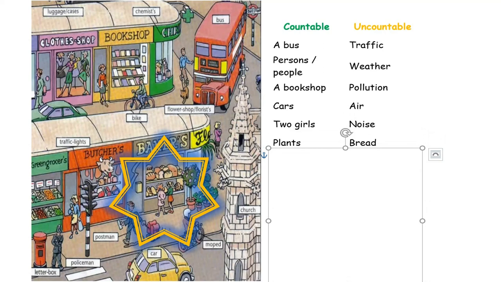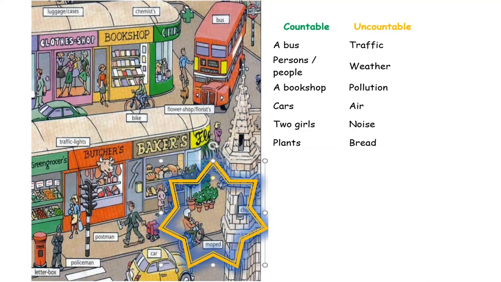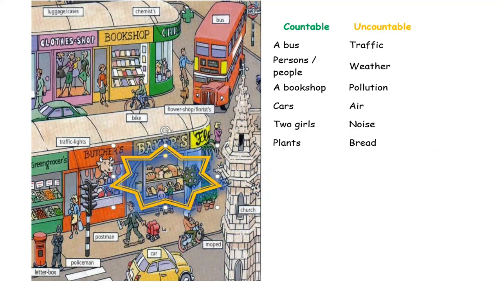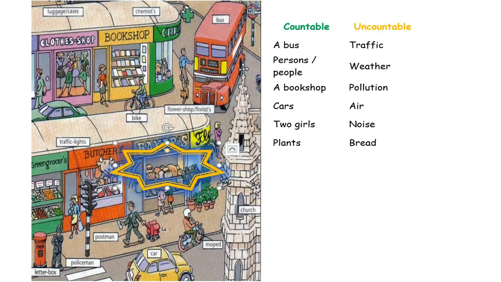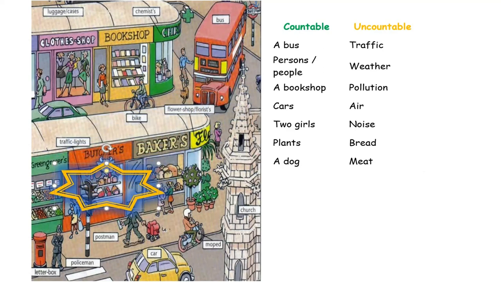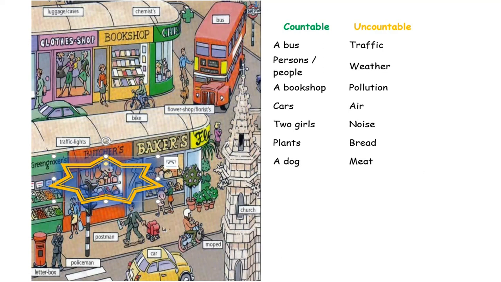Next, we have plants. The plants are right here. We can say one plant, two plants, three plants. And the uncountable noun would be bread, right? Here we have bread at the baker's, right? We cannot count bread. Finally, we have a dog, right? Where is our dog? Here. Were you able to spot it? Right. Here it is. A dog, singular, countable noun. And the uncountable would be meat. Here at the butcher's, right? So we have meat.